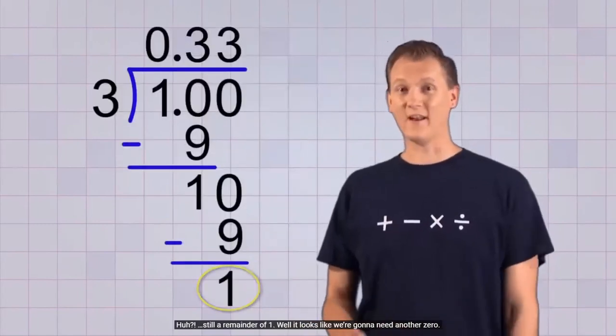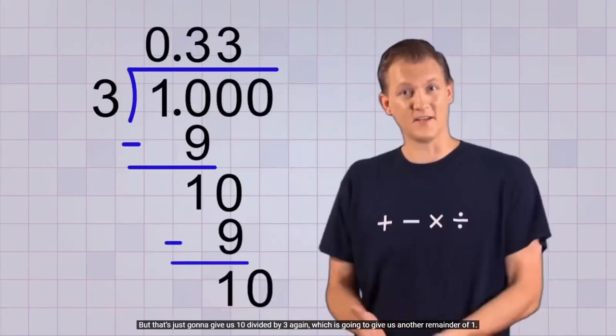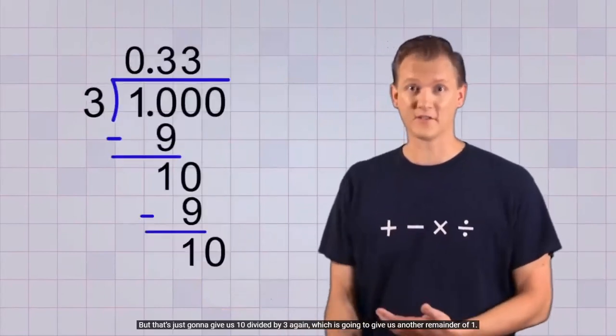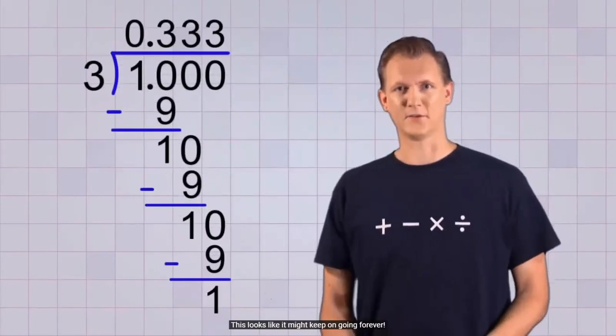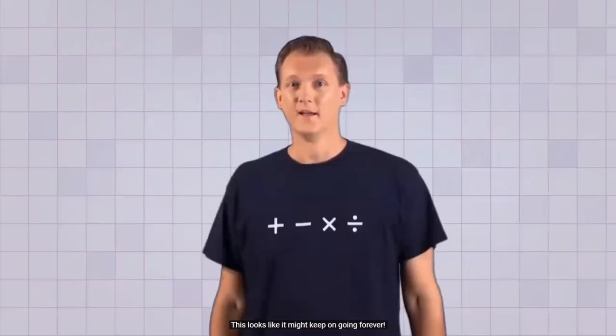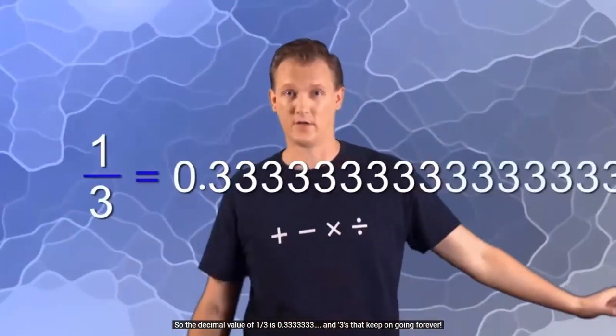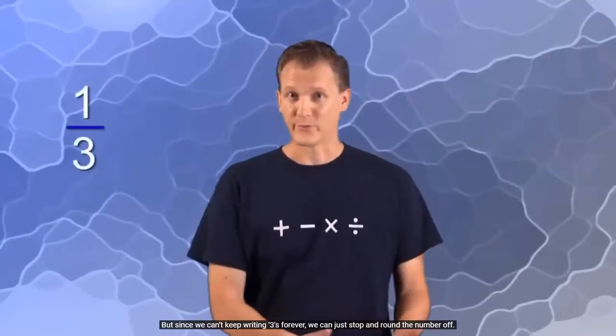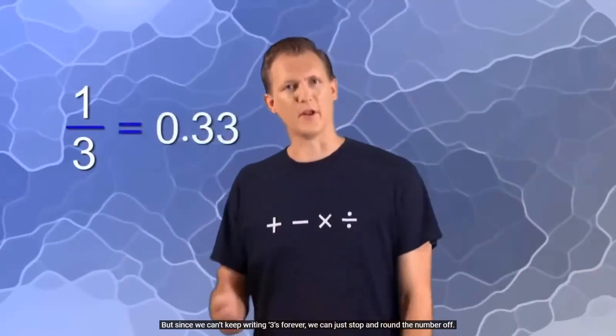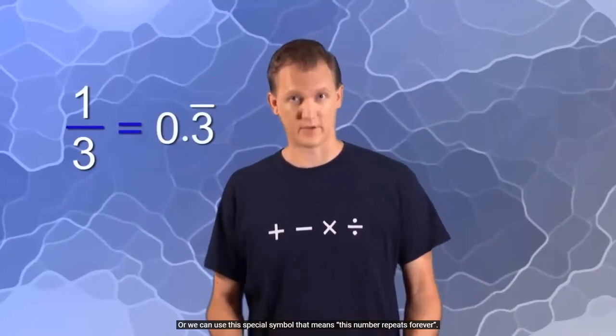Well, it looks like we're going to need another 0. But that's just going to give us 10 divided by 3 again, which is going to give us another remainder of 1. This looks like it might keep on going forever. Some fractions are like that. If you divide them, you'll see a repeating pattern of numbers that continues on forever. So the decimal value of 1/3 is 0.33333333, and 3's that keep on going forever. But since we can't keep writing 3's forever, we can just stop and round the number off. Or we can use this special symbol that means this number repeats forever.